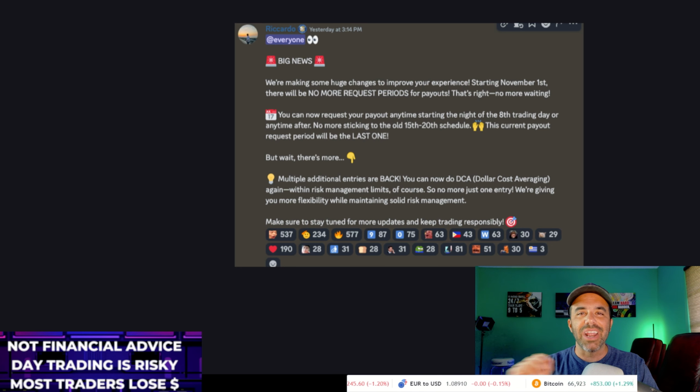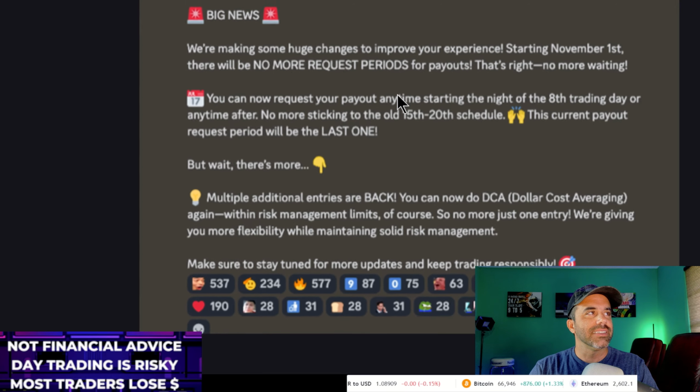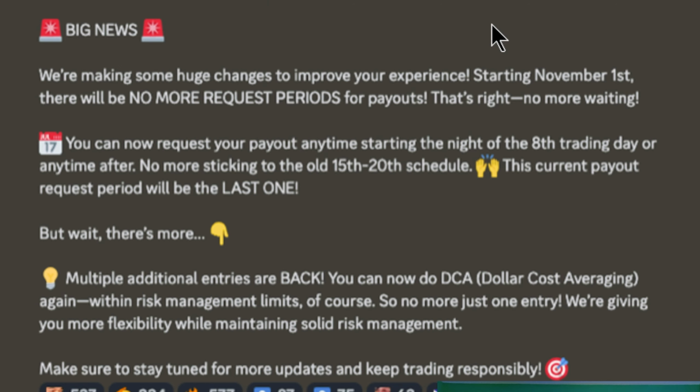So here's a screenshot directly from Apex's Discord. Let's go ahead and dive in here, see what it has to say. It says right there, big news. We're making some huge changes to improve your experience. Starting November 1st, there will be no more request periods for payouts. That's right, no more waiting.